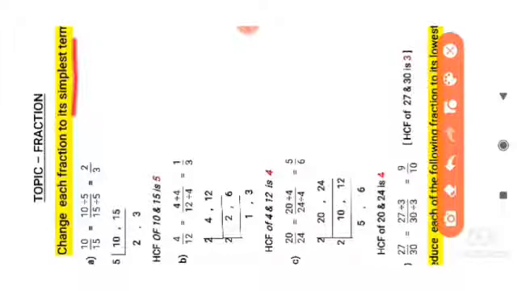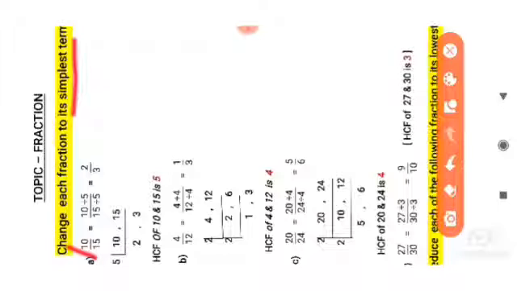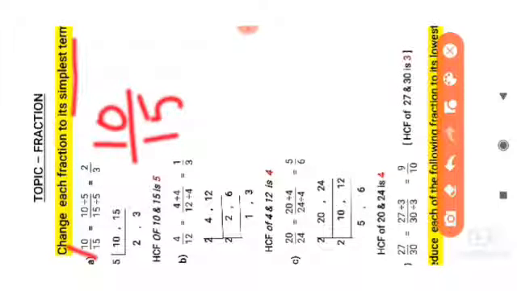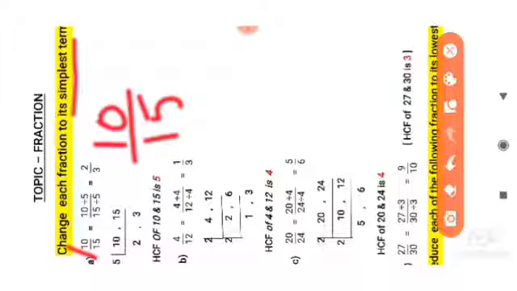Okay, so first sum. Let's start. Sum number A. The numerator is 10 and the denominator is 15. We have to change this number into its simplest form. So for this, what to do? First of all, we will find out the HCF of these two numbers, HCF of 10 and 15. That you have to find out.